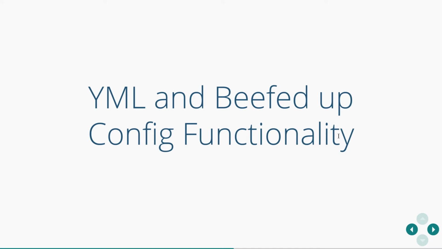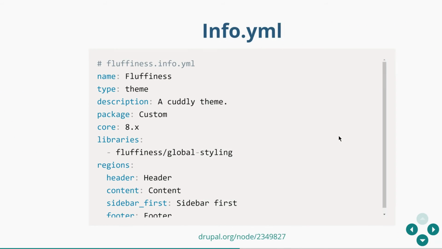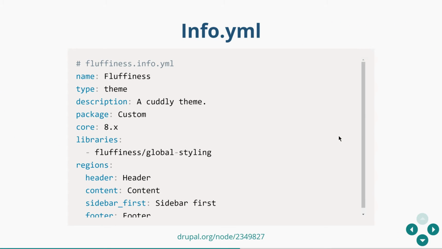All right, so not only that lovely Twig stuff, we also have YAML now, which is easier for me to reason about than info files, and some beefed up config functionality inside of the theme. So you're going to have some new YAML files. So here's the info.yaml file. Probably looks pretty familiar. Looks a fair amount like the info files from Drupal 7. So name, type, description, package, this stuff. This is all kind of old stuff.